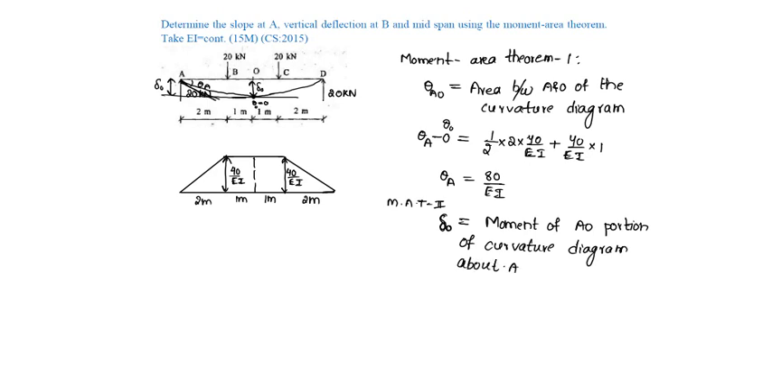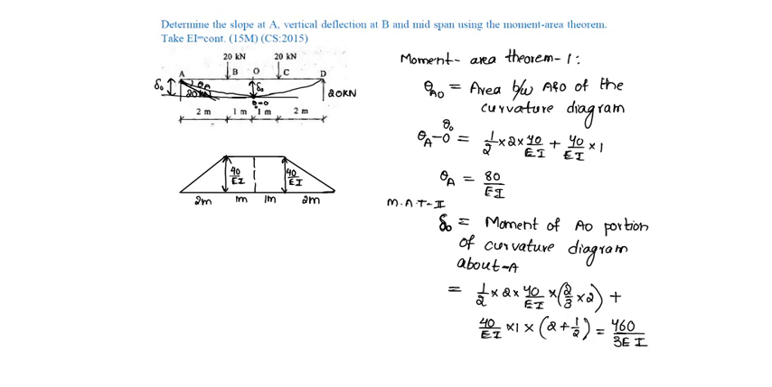Since we draw a tangent at O and we took moments about A, that is half base into 40 by EI into 2/3 of 2, which is the CG distance of the triangle about A, plus the rectangle, 40 by EI into 1 into the CG distance, which is 2 plus 1 by 2. On substituting, we obtain it to be 460 by 3 EI.